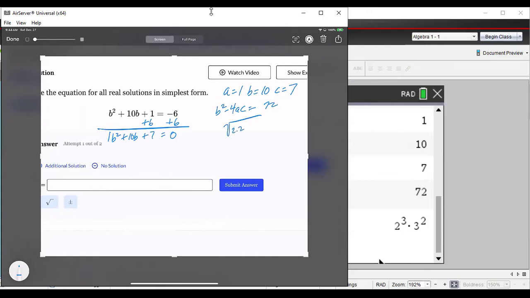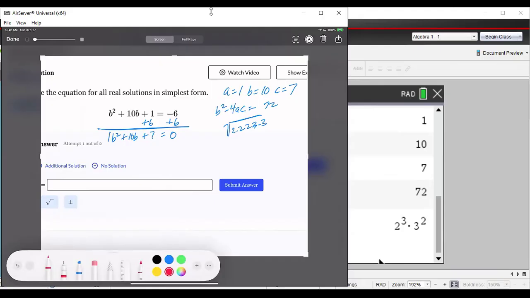So it's going to be 2 times 2 times 2 times 3 times 3. And like we've been doing in all of the other videos, we can pull out a 2 and we can pull out a pair of threes, right? So our simplified radical is going to be 6 with the square root of 2. Now, all we got to do now is just go ahead and put our formula together.